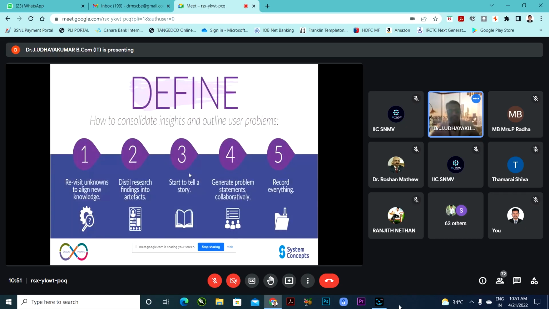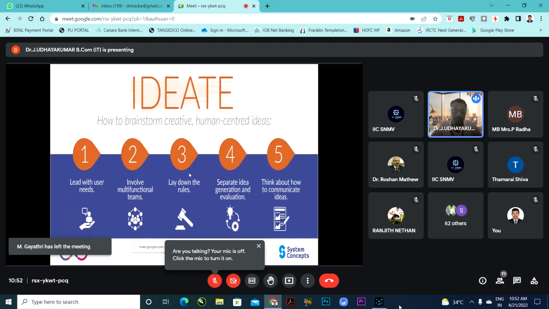Next one, the define stage. We have to reinforce the unknown to align new knowledge, and reach the finding into what we have to know. Then we have to start a story, and generate a problem statement which is collaboratively involved, and we have to record everything. Because in empathy, we will understand the problem. By understanding the problem, we have to record everything, and give a brief draft about the problem.